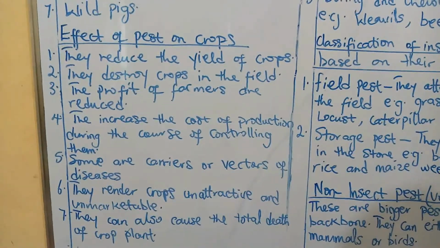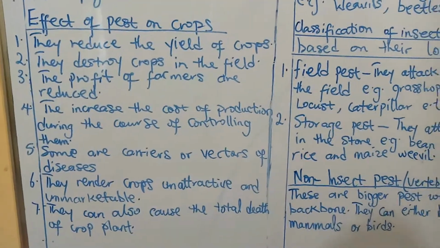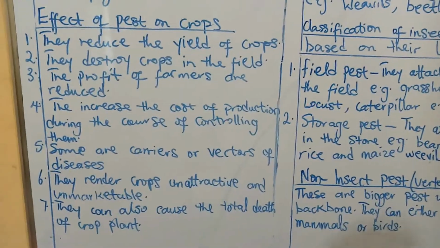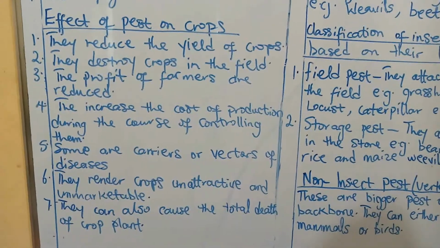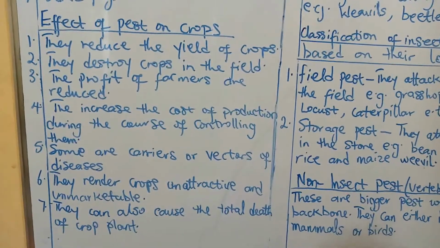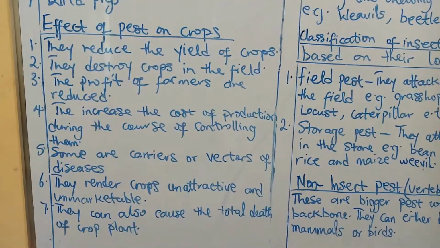They reduce the yield of crops. When you're expecting a very good harvest and you have pests in your farm, it's not going to make you have that very good harvest that you've been expecting. So it's going to reduce the yield of your crops. The yield will now be small.